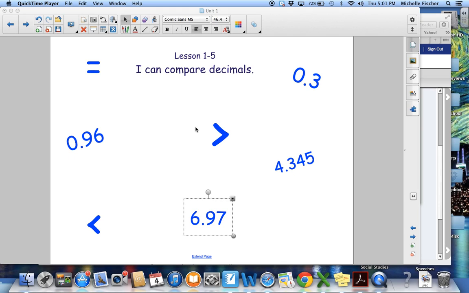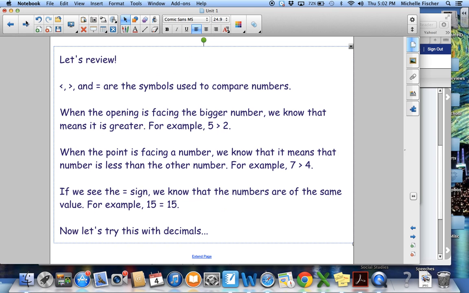Today's I can statement is I can compare decimals. We're going to be looking at the symbols that we use when solving problems that require us to compare numbers. So we want to identify if they're greater than, less than, or equal to. Again, this might be a little bit of a review from years past, so maybe it'll be easy to us.